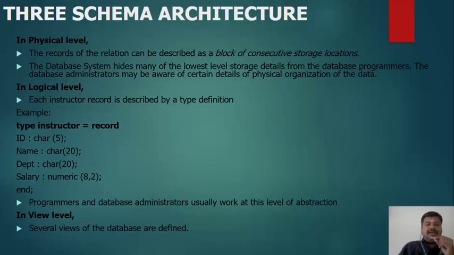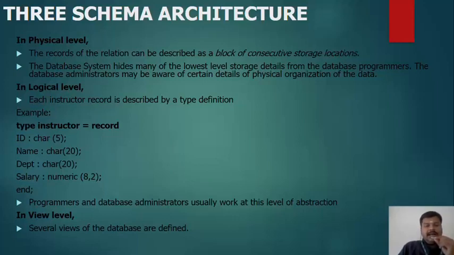We will give data types for those attributes. ID has character 5, so 5 characters can be given as an ID. Name has 20 characters, so the length of the name should be 20 characters. Department has character 2. Salary is numeric 8,2, which allows some decimal, floating values. Then we give the end. So here we are using logic.